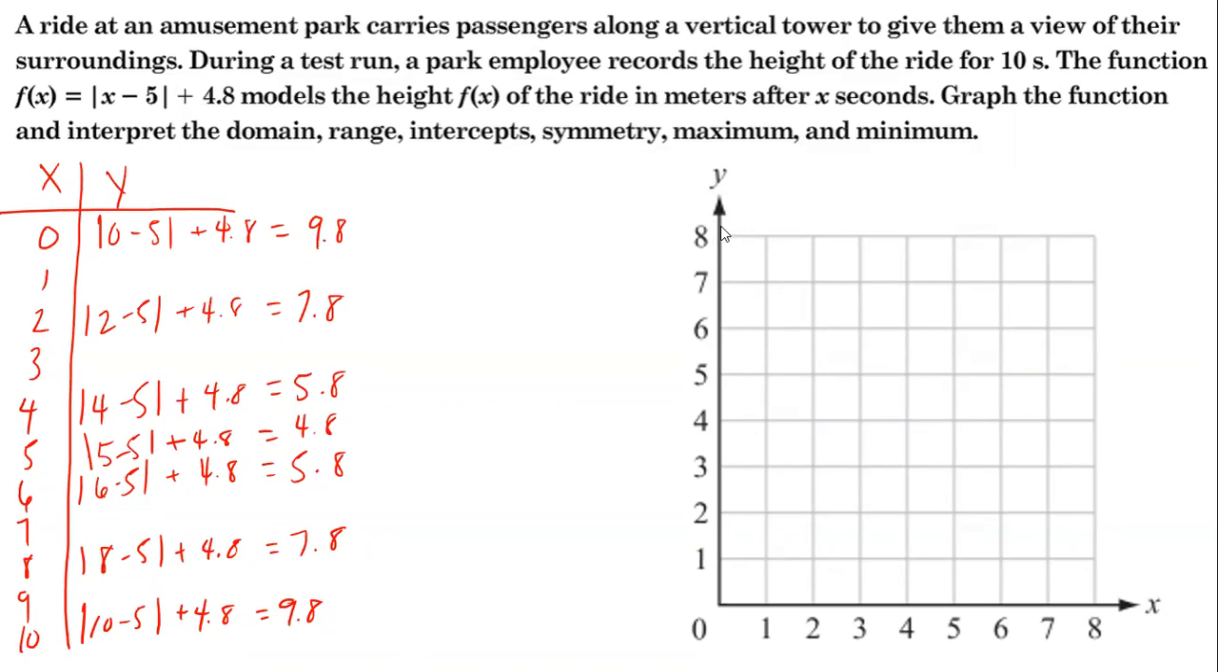So at 0, I am at 9 and 8/10. I did not leave enough room for that, so we're going to guesstimate that year right here. At 2, we're at 7 and 8/10. Another guesstimation. At 4, we're at 5 and 8/10. At 5, we're at 4 and 8/10. How rude.